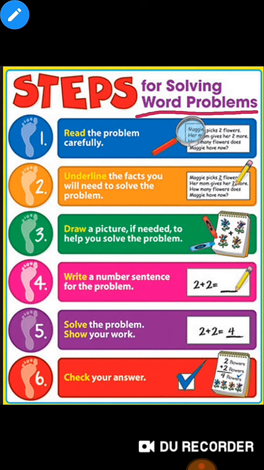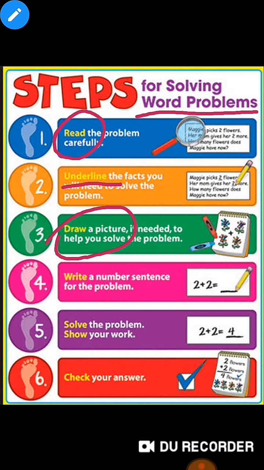First, every time a word problem is given to you, children, read it carefully. Read and understand it so that you come to know what you actually have to find. For that, you may underline the facts that are given to you and that you will need to solve the problem. In case you need, you can also draw a picture which will help you to solve the problem.